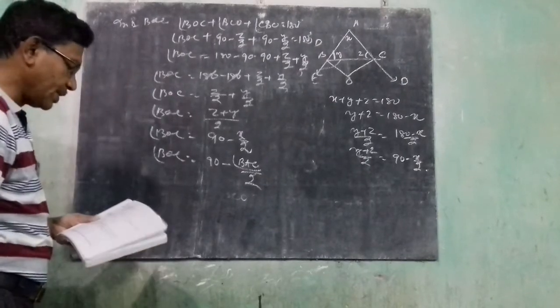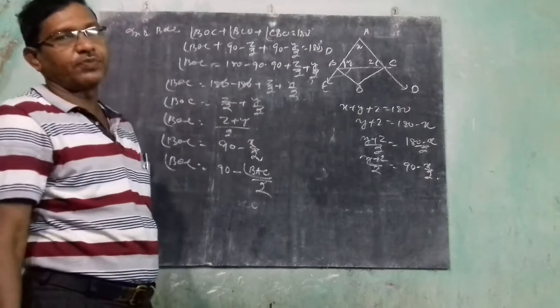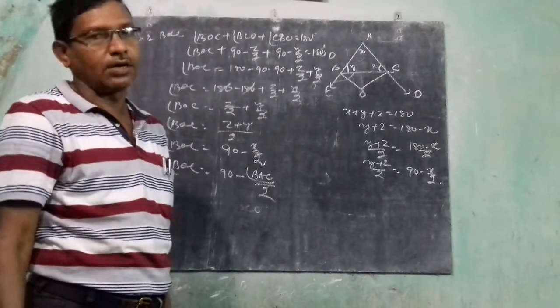This is what we wanted to prove. Your exercise 6.3 is also over, which makes your chapter complete.